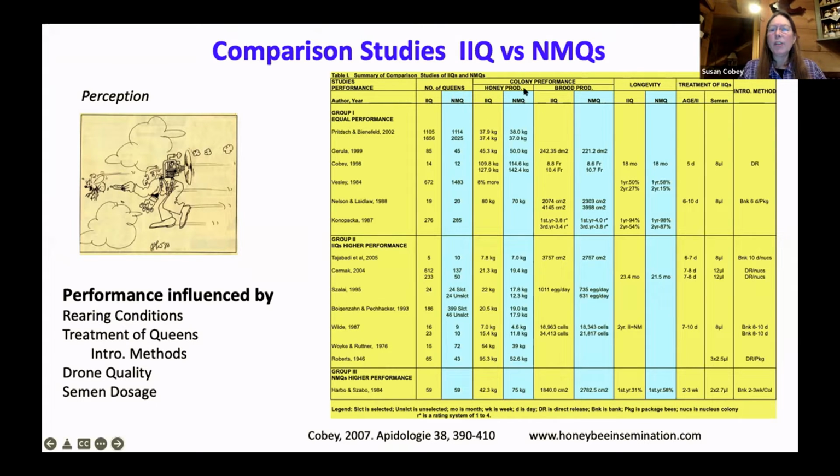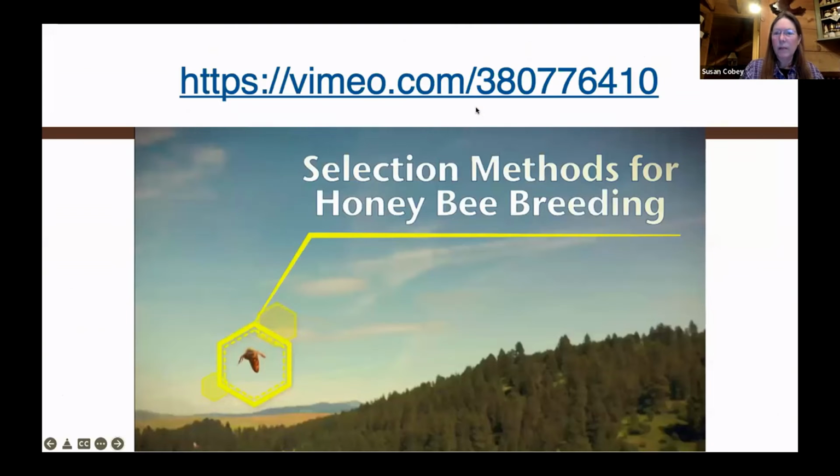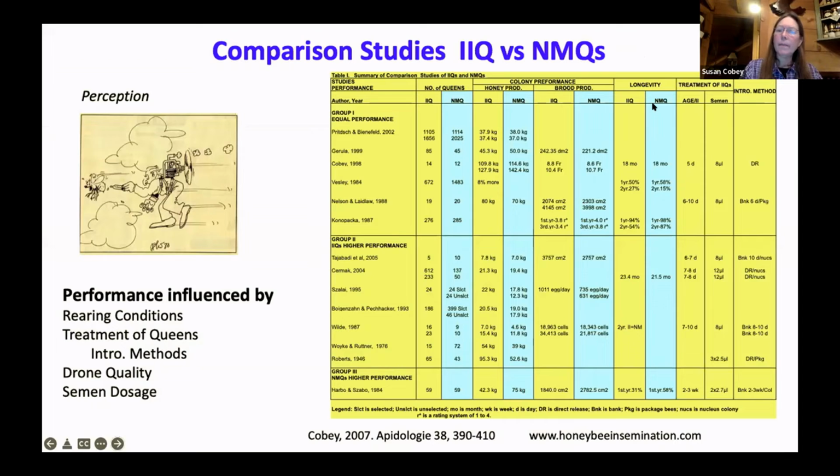This is honey production between these two queens. Some of these are in kilograms. I think I covered all the kilograms. Okay, brood, amount of brood. This is centimeters squared, eggs per day, number of cells, different figures there, but they're comparing across these two. And then you're looking at the longevity of these queens, how long these queens lasted.